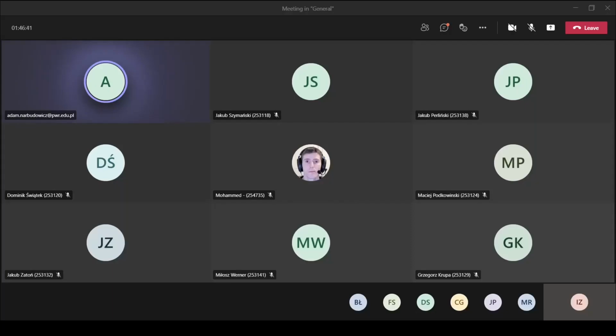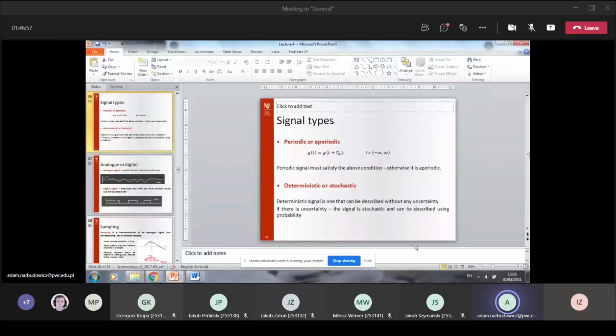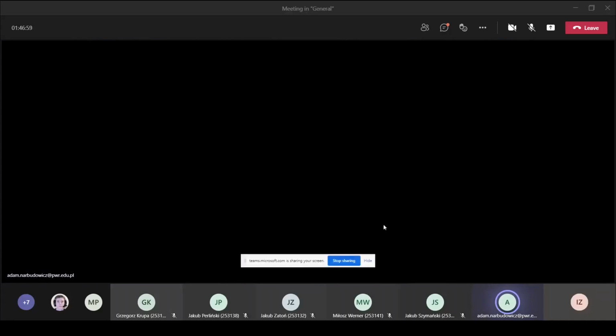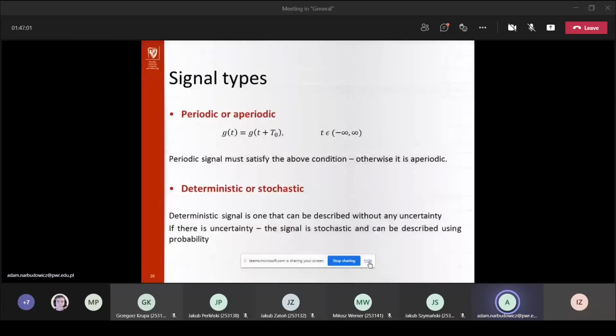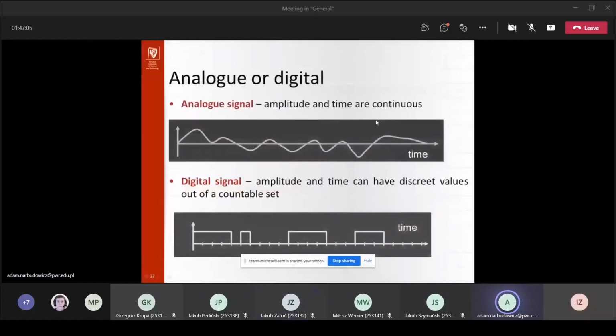Excuse me, can you still see the slides? Oh, you can't. Wait a second. Yeah. Lovely. Now this should work. Can you see it now? Yes, now it's good. Brilliant.